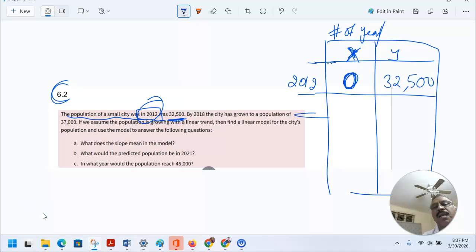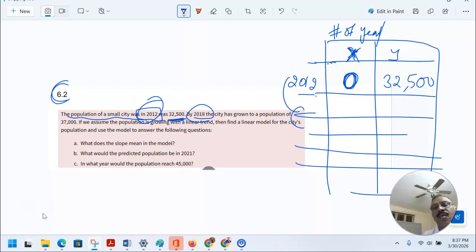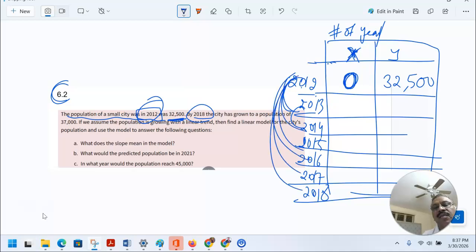This is the understanding. And then they also gave you 2018, that means in between 1, 2, 3, 4, 5, 6. That means this is 2013, this is 2014, 2015. You don't need this table. I'm just making my own just to get a visual understanding. You can see this becomes 1, 2, 3, 4, 5, and 6. That means 2018 is 6 years past.